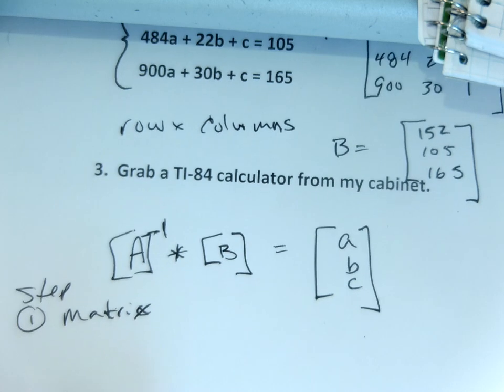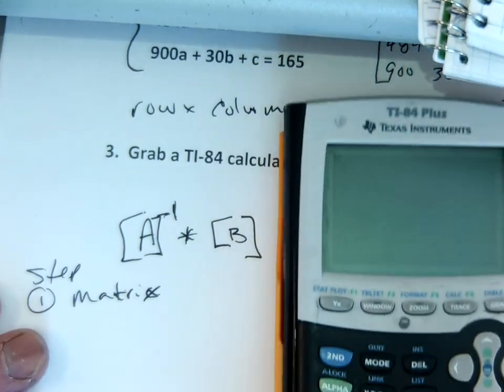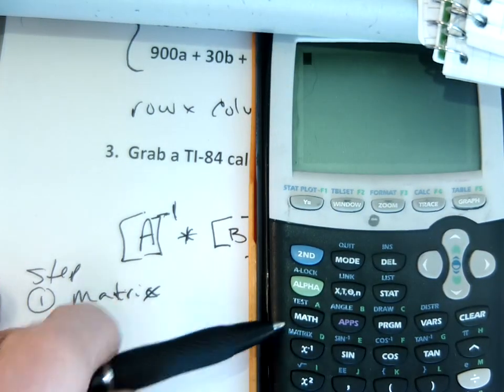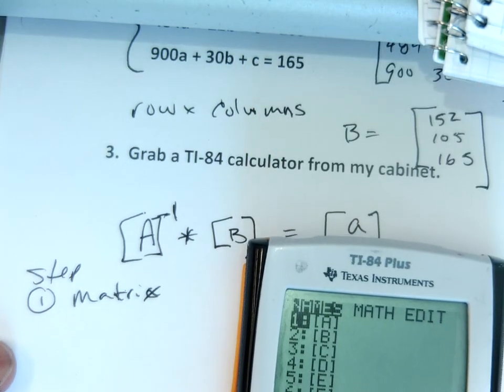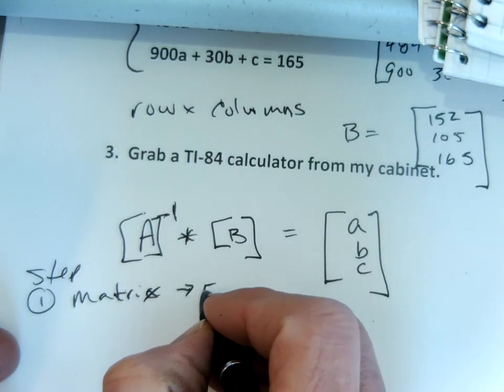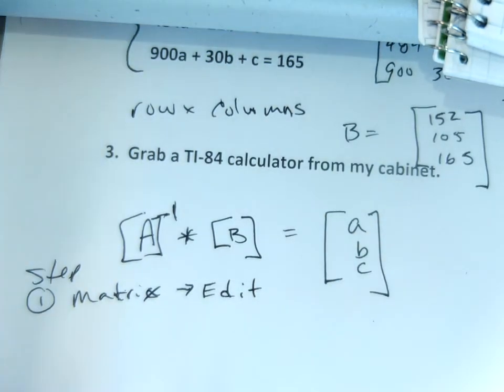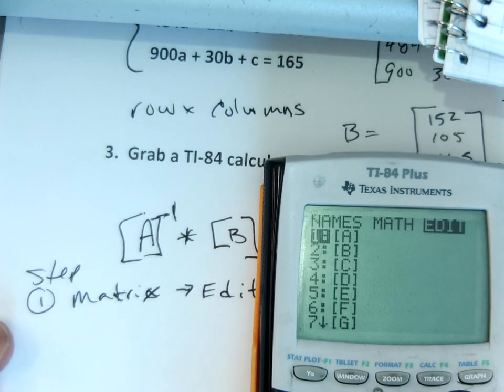All right, now, here's what we have to do. We have to put these in our calculator, into the matrix. So our matrix button is indeed found right there in blue. So I'm going to go second matrix. And what I want to do is go to edit, because I need to make, create, or change. So I'm going to move my cursor over to edit. And I want to edit A.